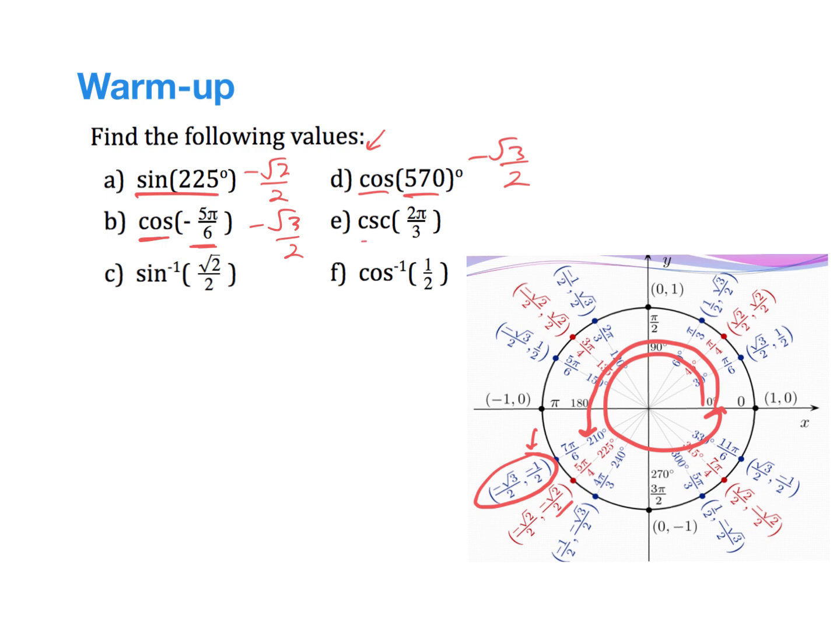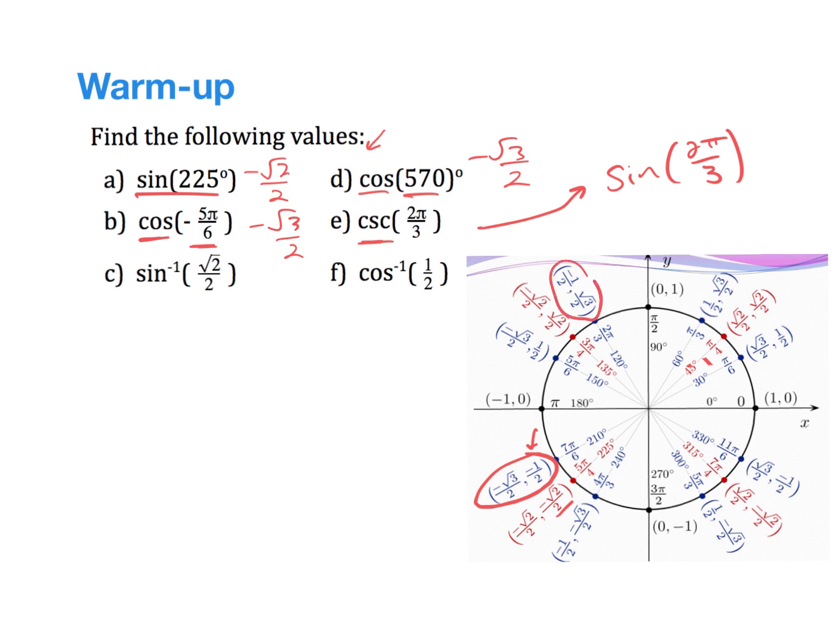Now for letter E, when you're looking up cosecant, cosecant's the reciprocal of sine. So my thought process here is let's first find what the sine of 2 pi over 3 is, which is the y coordinate at 2 pi over 3. Notice the y coordinate, let's see, 2 pi over 3 is right up here. Y coordinate ends up being square root 3 over 2. So now once I know what the sine is, square root of 3 over 2, cosecant would just be the reciprocal of that. So the answer here would be 2 over the square root of 3. Just flip that sine answer.